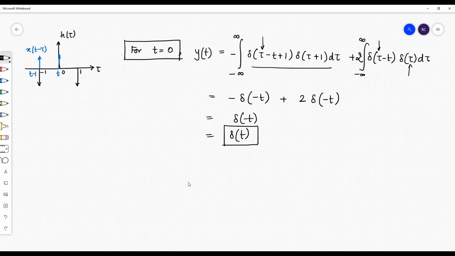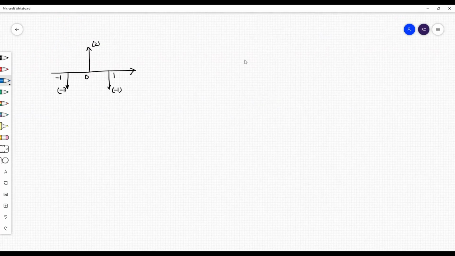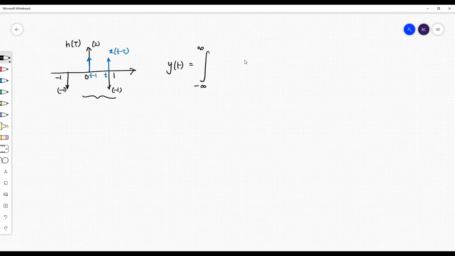Next case, so now this x(t minus tau) is moving further. Now what happens? Now our x(t minus tau) has reached here. So this is t minus 1. At this point, you notice an overlap in this region. So there are two sets of impulses which are overlapping. So now I can write y(t) as the integration from minus infinity to plus infinity. Let me write the first set of impulses.